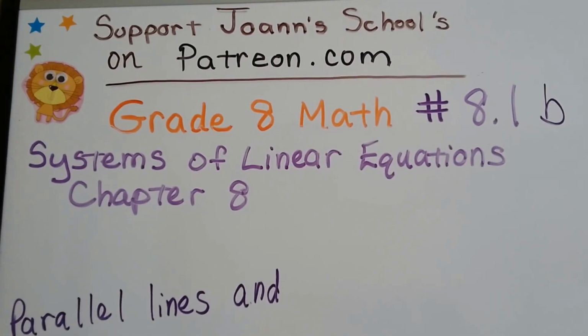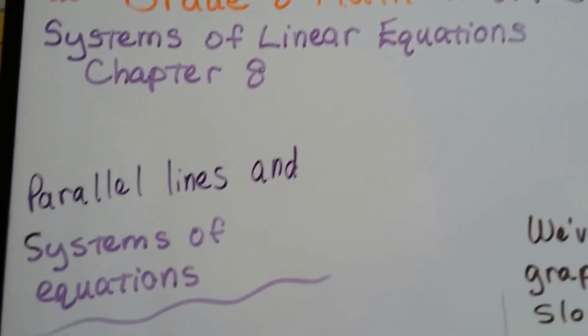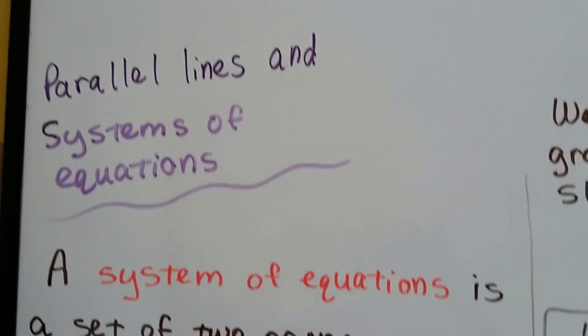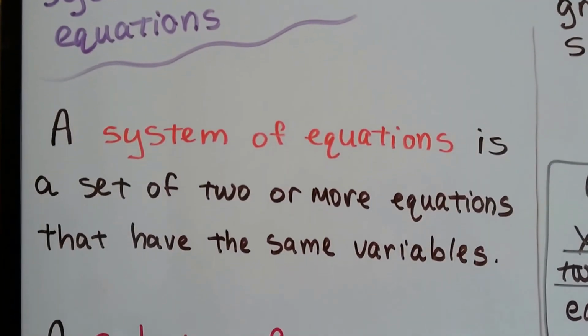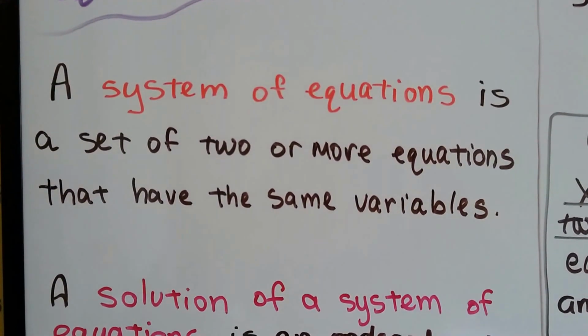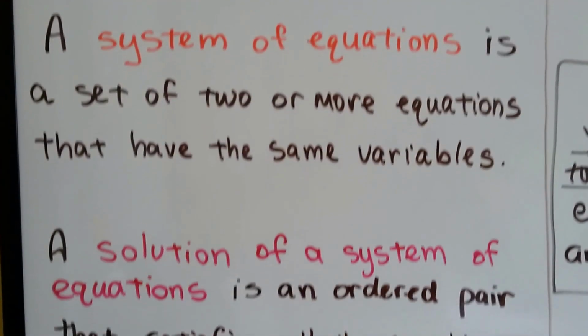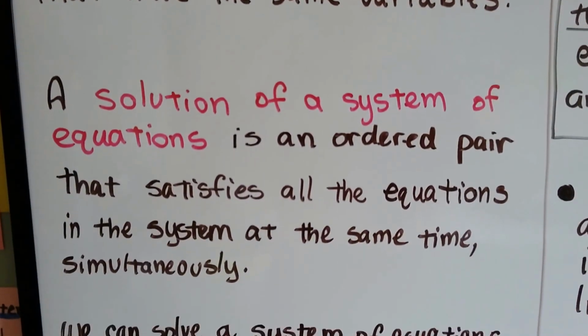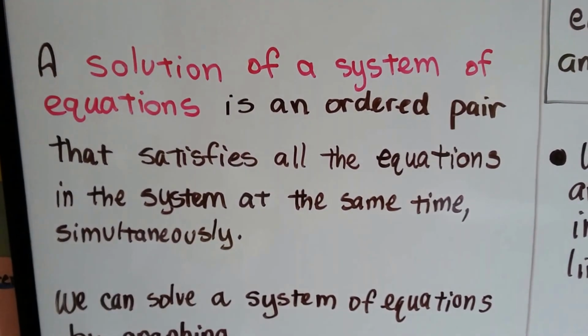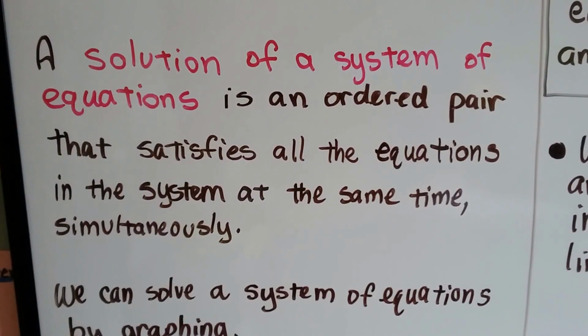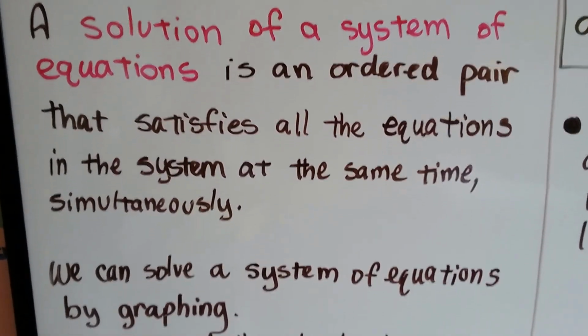Grade 8 Math number 8.1b, Parallel Lines and Systems of Equations. So as we said in the last video, a system of equations is a set of two or more equations that have the same variables in them. And a solution of a system of equations is an ordered pair that satisfies all the equations in the system at the same time, simultaneously.